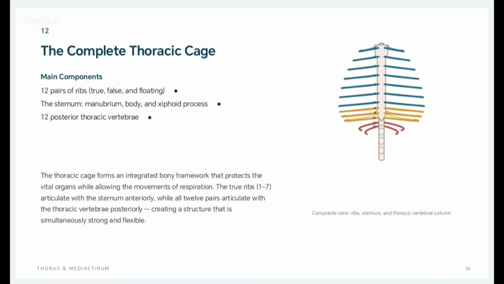To summarize our first section, the complete thoracic cage is an integrated bony framework. It consists of the 12 pairs of ribs, classified as true, false, and floating, the 3-part sternum, and the 12 posterior thoracic vertebrae. This architecture is a masterpiece of biological engineering. The true ribs articulate with the sternum anteriorly to provide stability, while all 12 pairs articulate with the vertebrae posteriorly to allow for the expansion needed for breathing. The resulting structure is simultaneously strong enough to shield the heart and lungs from impact, yet flexible enough to accommodate the constant rhythmic movements of the respiratory cycle throughout a person's entire life.